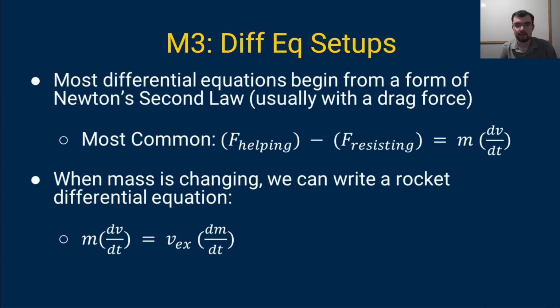Now for some diff-EQ setups. So in mechanics, here's my formulation of it again. It's helping forces minus resisting forces is my net force, and I can set that equal to m dv/dt. Do not forget to write acceleration as dv/dt. I know we've said this already, but it will get you a point, even if you have complete garbage as your net force. Write dv/dt, attempt to separate, attempt to integrate, farm those points.